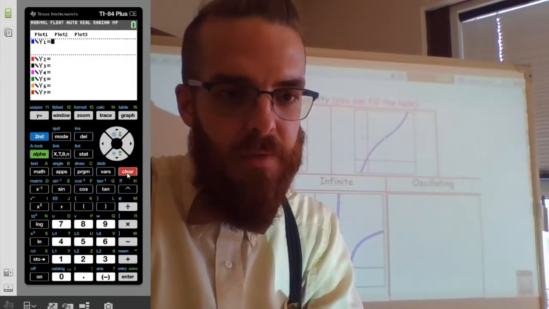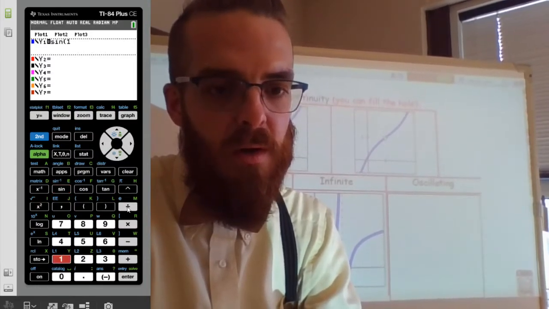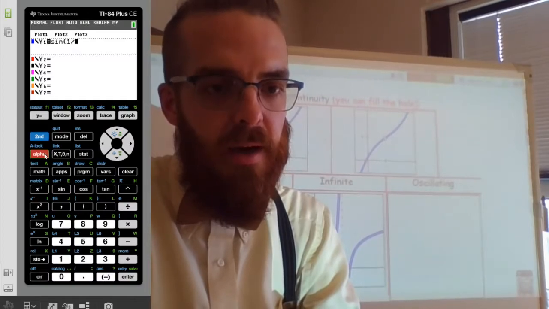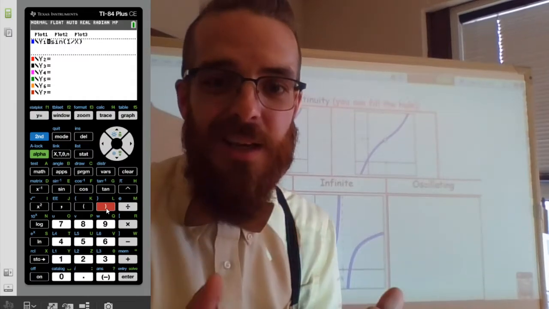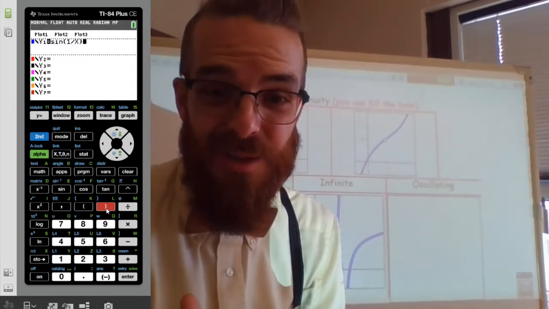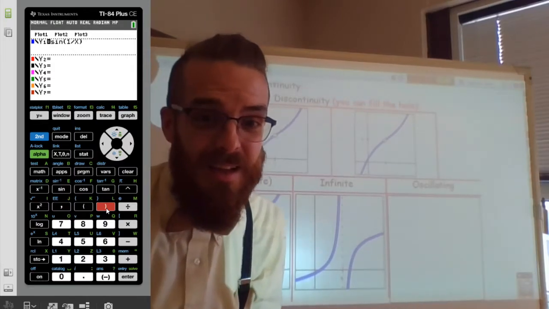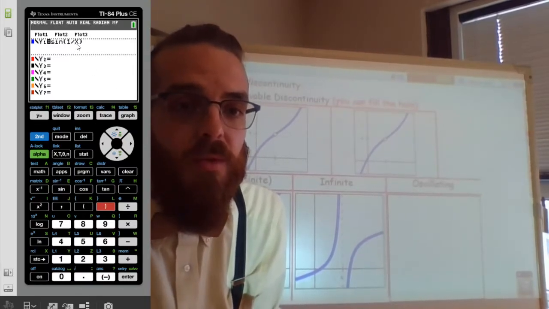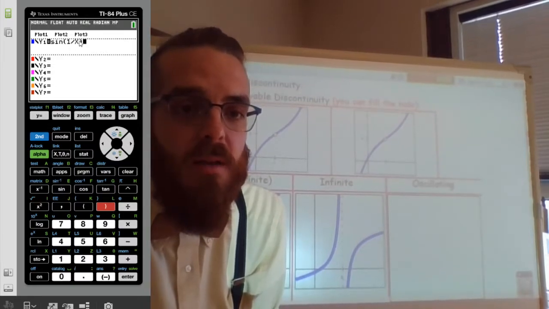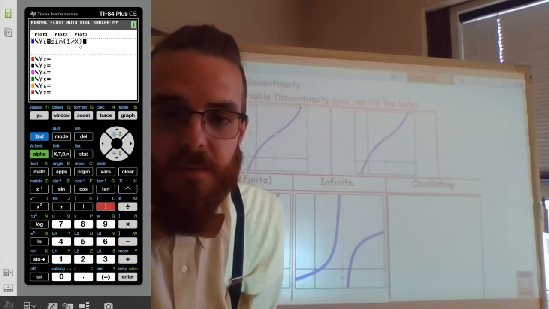I'm going to clear that out, and I'm going to plug in sine of 1 over x. That has a discontinuity, and just looking at it personally, I can see that there's a discontinuity at 0. Can anybody figure out how I know that there's a discontinuity at 0? All right, cool. I'll tell you. It's because I have a divide by 0 error right here, at the 1 divided by x, where x is equal to 0. I'm going to divide by 0.